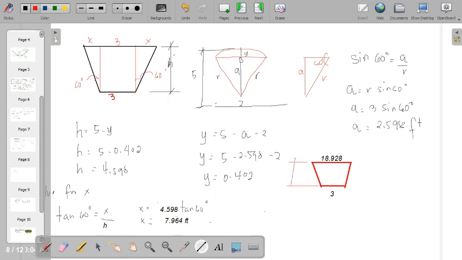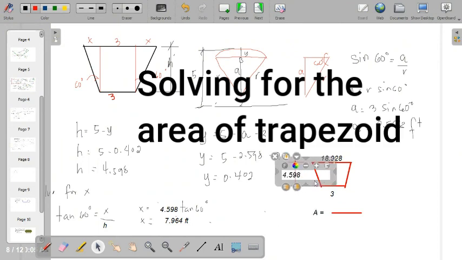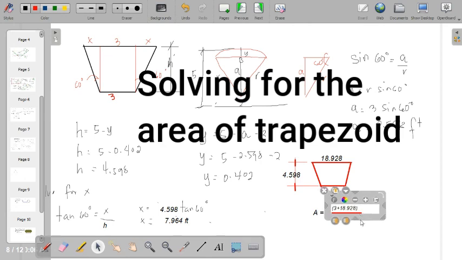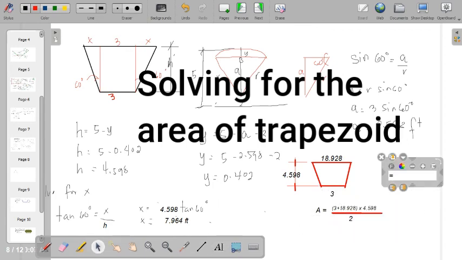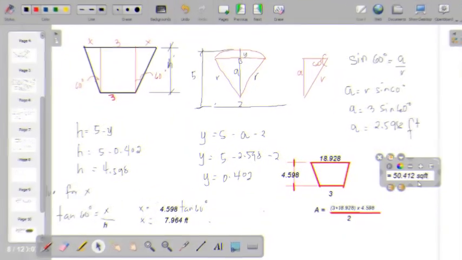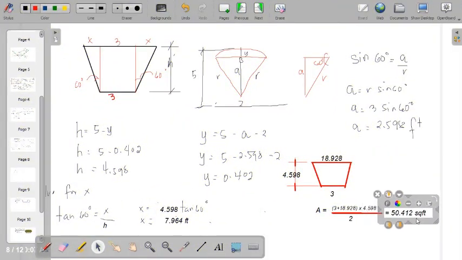We can now solve for the trapezoid. Kompleto na yung ating mga data, no? You can now solve for the trapezoid. So, area of the trapezoid is equal to FT. Okay, so that is the area.